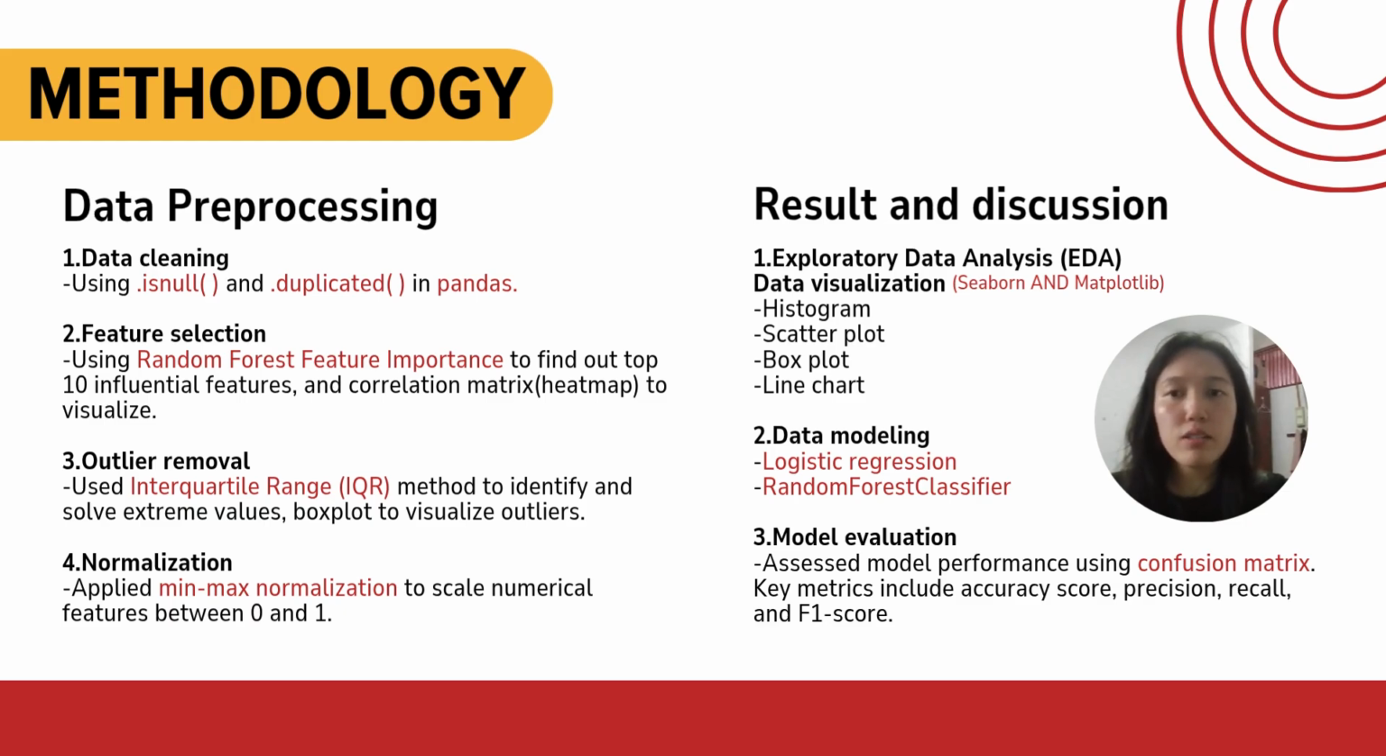For the methodology part, we have data preprocessing, and result and discussion. For data preprocessing, we have data cleaning, feature selection, outlier removal, and normalization steps. From here, you can have a look at the red words. Red color words mean the methods that we use, for example pandas, random forest, feature importance, IQR, min-max normalization, and so on.